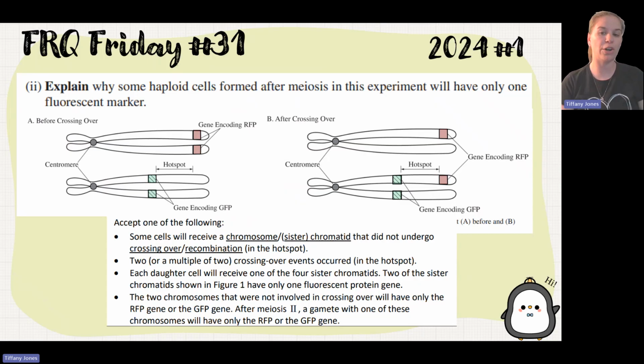So if we had 2 of them occurring in that hotspot, that could lead to there being only 1 set or 1 of the genes. Each daughter cell will only get 1 of the 4 sister chromatids, and 2 of the ones that are shown in figure 1 are already going to only have the 1 fluorescent protein. And 2 chromosomes that were not involved in crossing over will only have the green or red fluorescent protein. After meiosis 2, a gamete with 1 of these will have either 1 or the other gene.